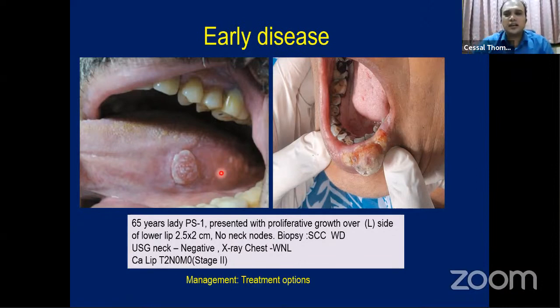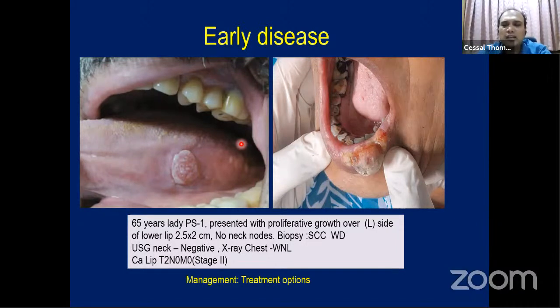So how do we treat early disease? For stage 1 disease, the 5-year survival is 80 to 90%, and for stage 2 disease, 70 to 80%. In this group of patients the survival is more or less a plateau. So the aim is to have good local control, and second, to minimize the morbidity due to treatment and preserve the function. This is the main goal: good local control, preserve function, and minimize treatment morbidity.